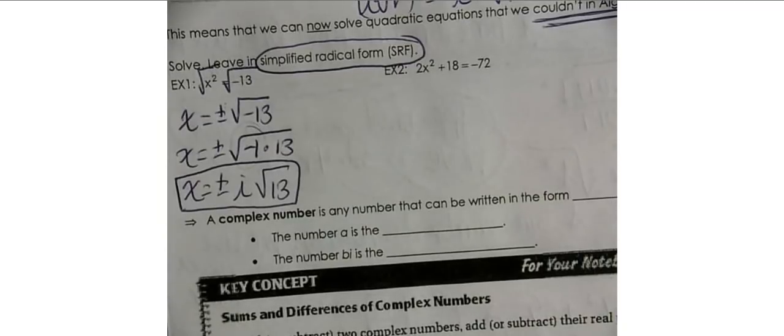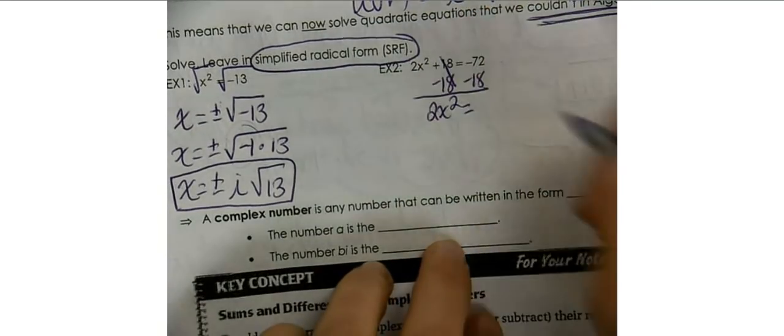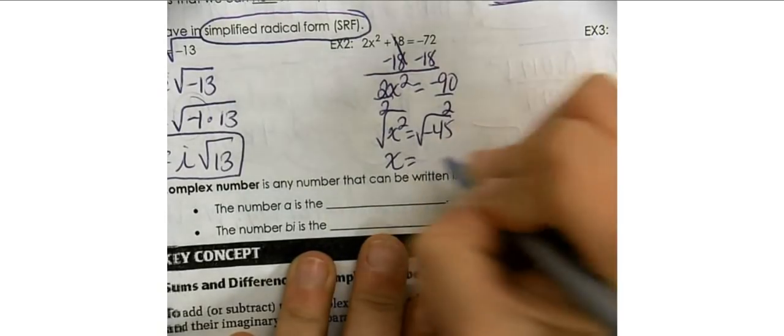For example number 2, we want to get the squared term alone, so I'm going to subtract 18 from both sides, and I end up with 2x squared is equal to negative 90. From here, I'm going to divide both sides by 2, and I end up with x squared is equal to negative 45. From here, I'm going to take the square root of both sides, and I end up with x is equal to plus or minus the square root of negative 45.